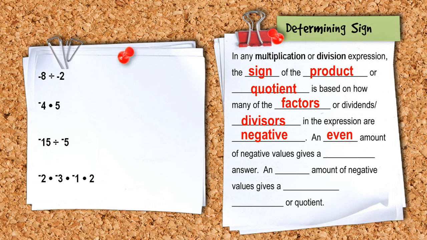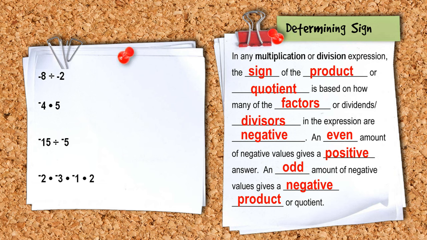An even amount of negative values in an expression gives a positive answer. An odd amount of negative values gives a negative product or quotient. So, a lot of teachers and a lot of students tend to overgeneralize this rule and say that when you have same sign, it's positive, opposite sign, it's negative. Instead of that, which will work, consider even, positive, odd, negative. The same sign, opposite sign rule only works if you have 2 factors or just a divisor and a dividend. We'll see an example of that in a moment.